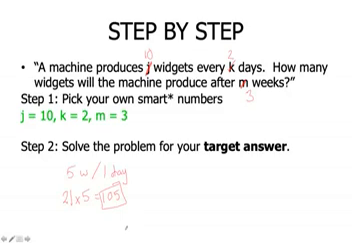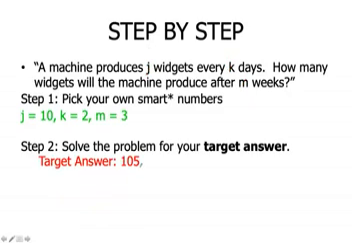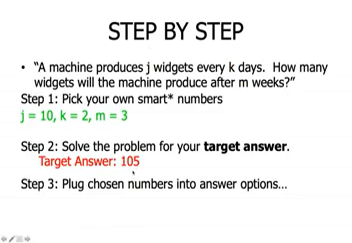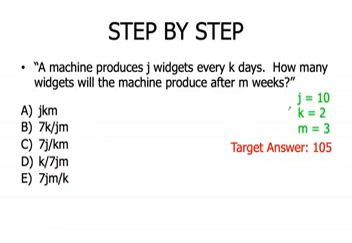And that's important. Now that I have my target answer of 105, step 3 is to plug the chosen numbers, that's the numbers I chose right up here, into the answer options and see which one spits out the correct answer. So now I want to plug these random numbers that I just chose into the answer options, and whichever answer option gives me my target answer of 105 is the correct one. Okay, so let's get to work.